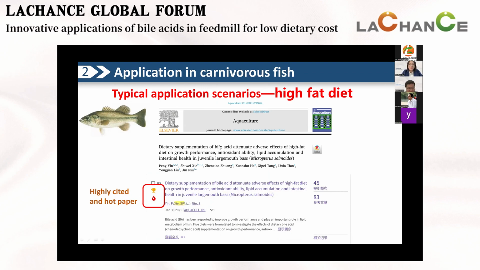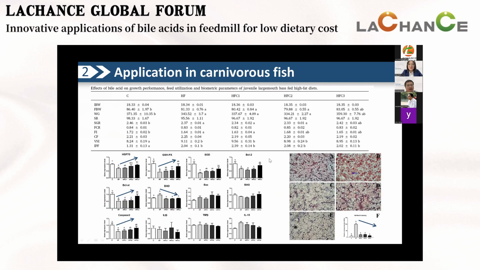Here is an article we published three years ago. This article is a highly cited paper and is also a hot paper. This study was conducted in the largemouth bass, a very popular fish in China. We can see the growth performance was improved with the addition of bile acids, and we also detected many immune response related genes. The gene expression was also enhanced by the supplementation of bile acids.